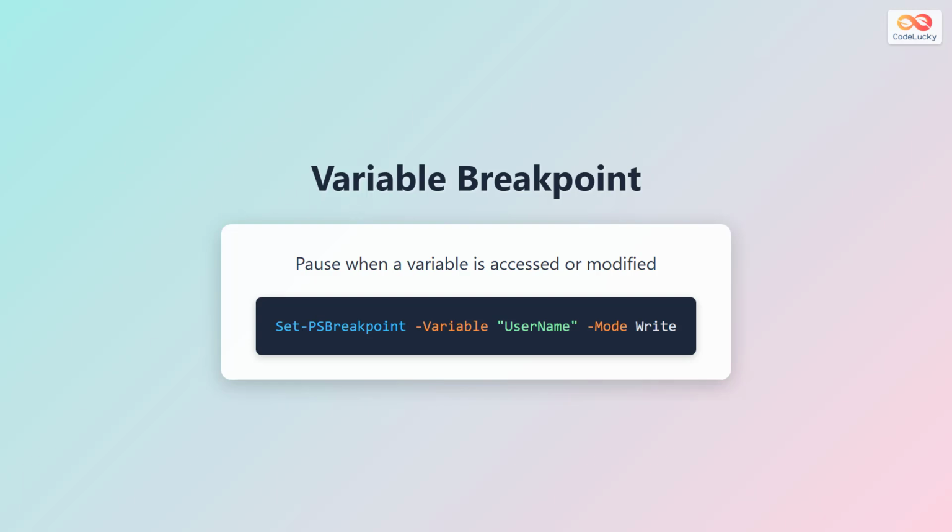Variable breakpoints pause when a variable is accessed or modified. This helps you track how data changes throughout your script execution. The syntax is Set-PSBreakpoint -variable, followed by the variable name in quotes, then -mode to specify when to pause. For example, Set-PSBreakpoint -variable "username" -mode write will pause whenever the username variable is modified. This is extremely helpful for tracking down unexpected value changes.